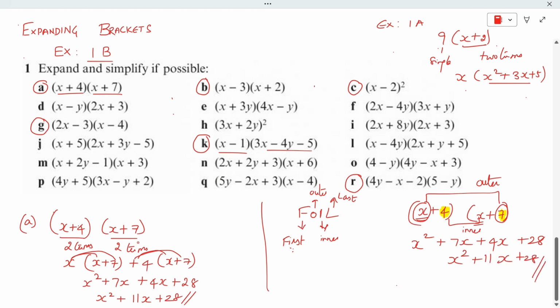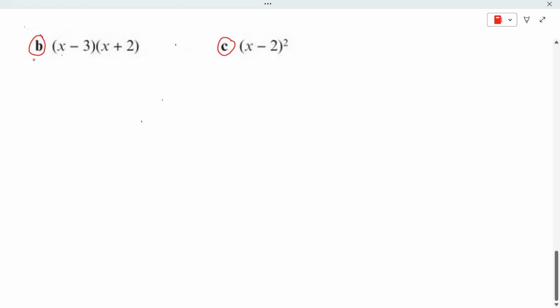So either you can do the first method or the FOIL method. So let's solve b: x minus 3 times x plus 2. Take the first term of the first expression and multiply it with the complete second expression, then take the second term, split the terms, and multiply with the second expression.